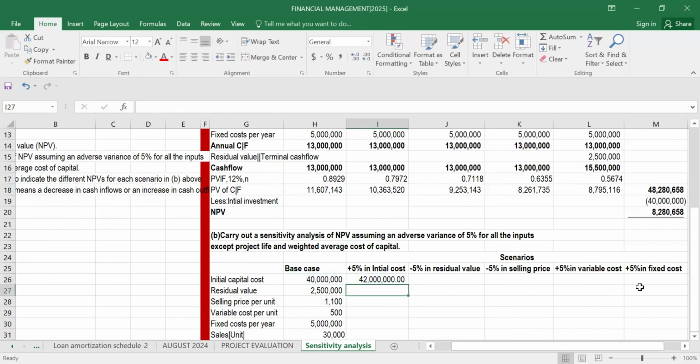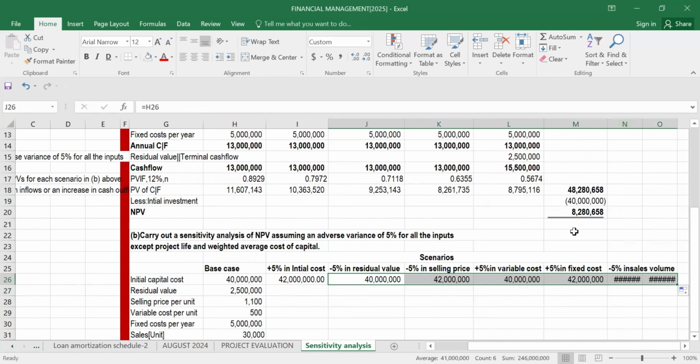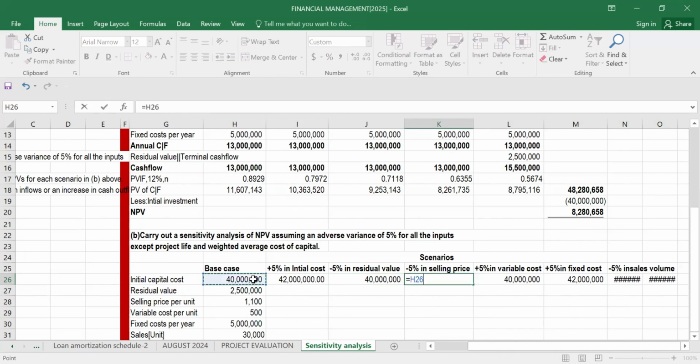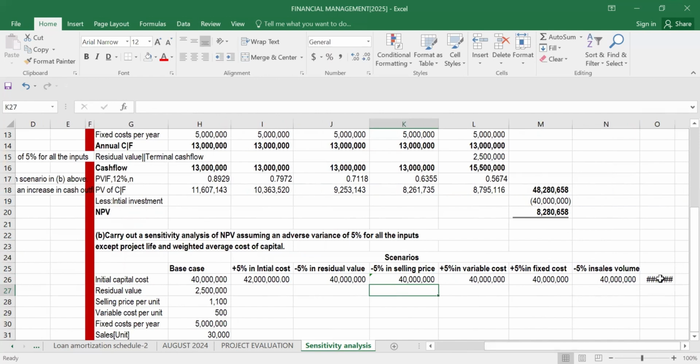But now, under all these other scenarios, we assume our initial cost remains the same. It remains 40. So it will remain 40 here under the other scenarios. So I need to have this one be 40, like that. Yes. So under this scenario is where it is increasing with 5%, but under all the other scenarios, it remains 40.